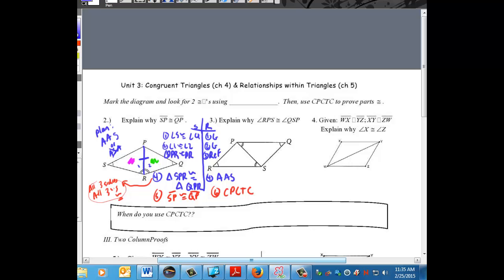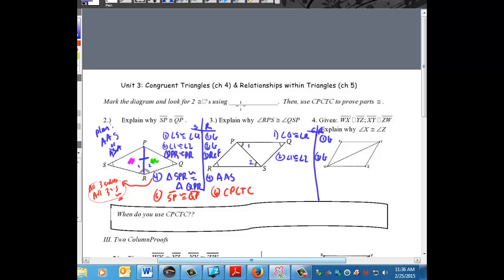Alright, second proof. We're going to do a two-column proof as well. And again, before we do our plan, let's get everything down as given. We have angle Q is congruent, equal to angle R. Statement 2, let's put angle 1 and angle 2. I can say angle 1 is congruent, equal to angle 2. That's good.